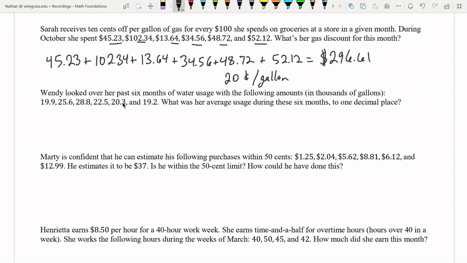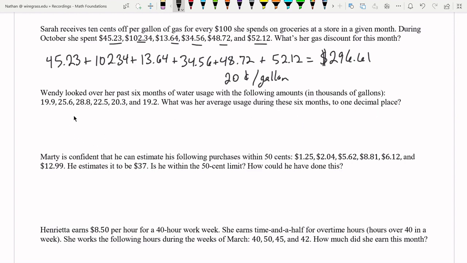All right, Wendy looked over her past 6 months of water usage and got these following amounts, and each one of these amounts is in thousands of gallons. So it's not 19.9 gallons, it's 19.9 times 1,000, or 19,900 gallons of water in one of the months that she was looking through. What is her average usage during these 6 months to 1 decimal place?